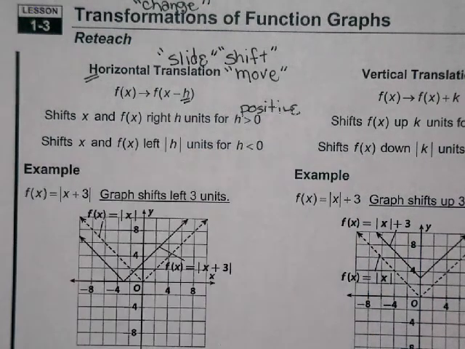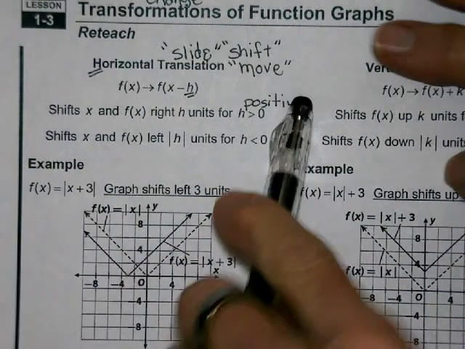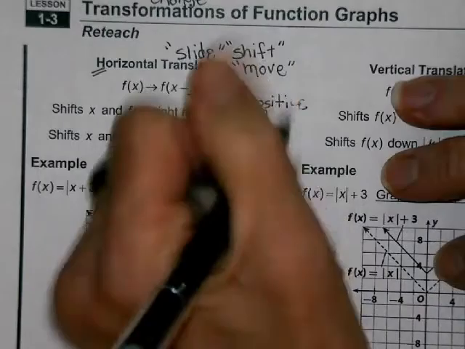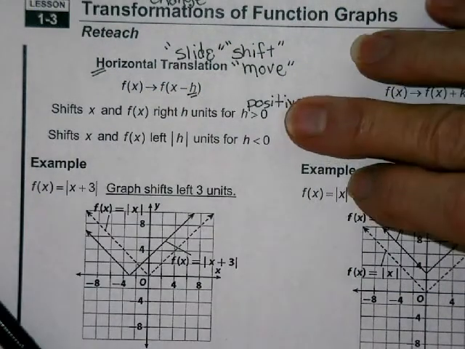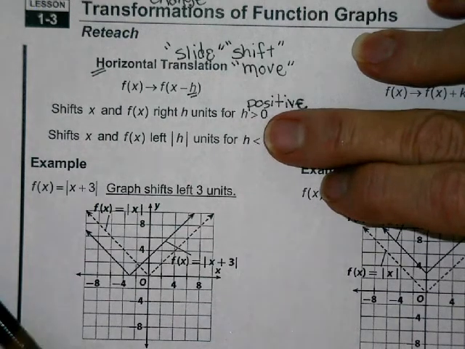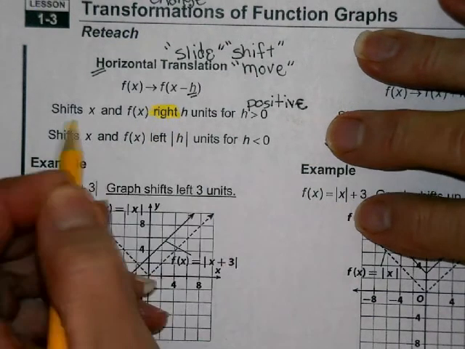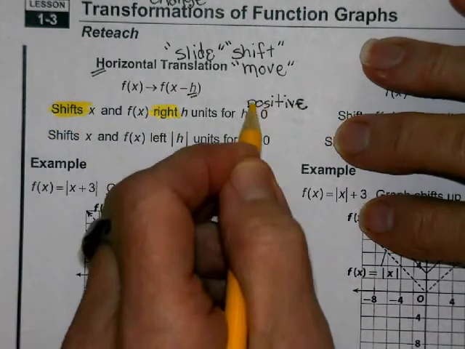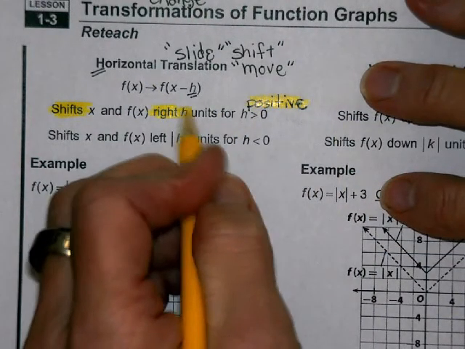So when h is positive, that v is pretty nasty there on that word positive, isn't it? It's like a check mark instead of a v. Okay. There you go. This means h is greater than 0. That means positive. That's English for these symbols, right? Correct? Yes? Then the graph shifts to the right h number of times. So h is a number.